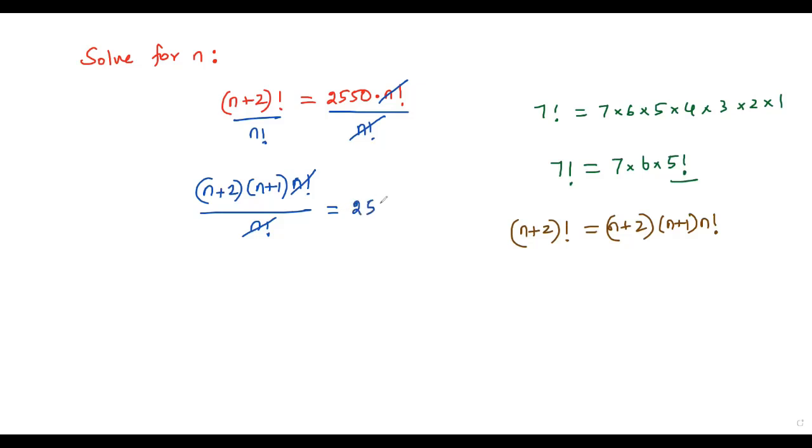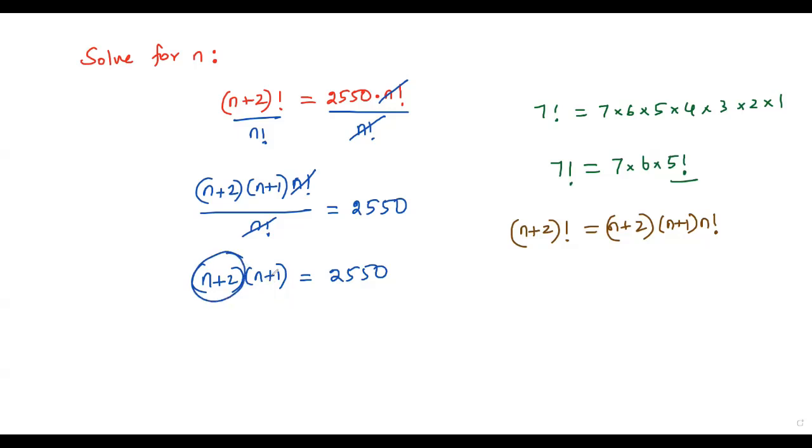On the right side, we have 2550. So here we have (n+2) times (n+1) equals 2550. Here we can multiply this out and we'll get a quadratic expression. So finally, by simplification, we can get a quadratic equation, but it will be time consuming to solve for n. Okay, here, what is the difference between the values n+2 and n+1? It's just 1. So this is a product of 2 consecutive numbers.